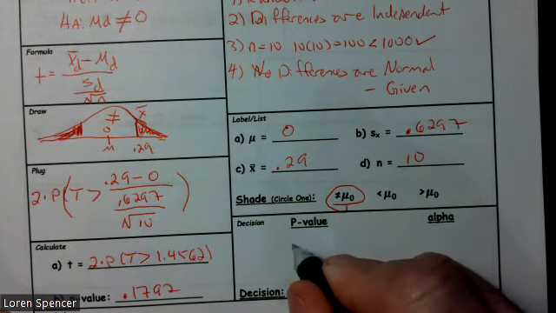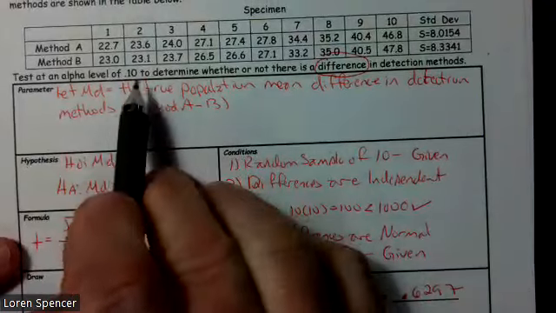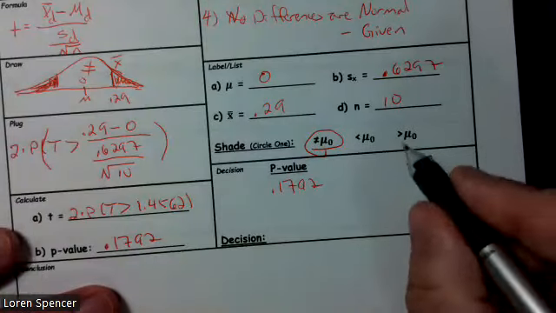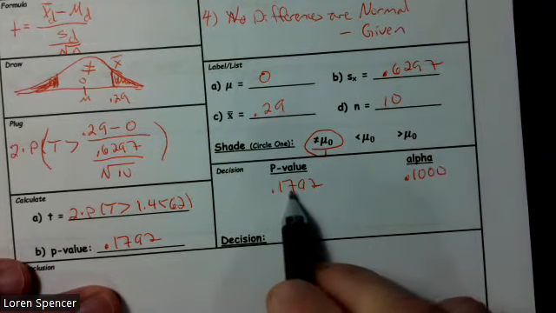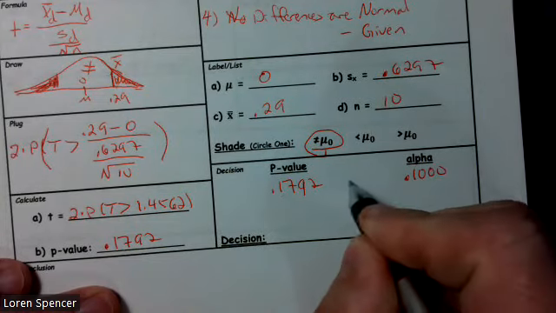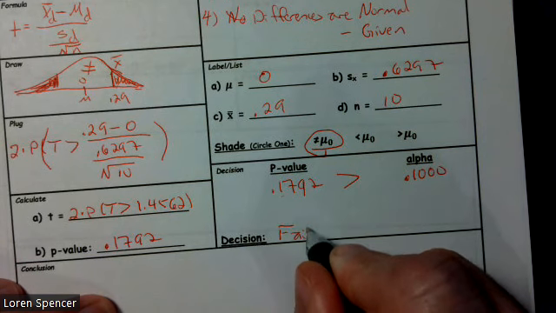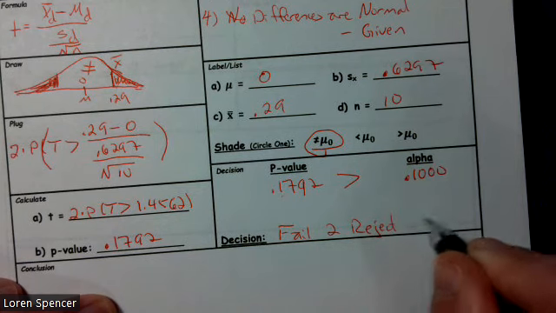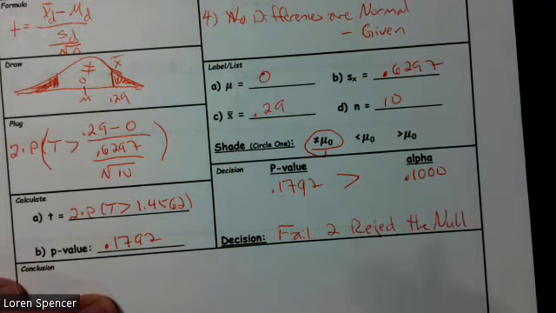All right, so my p-value is 0.1792. They'd given us a significance level, or an alpha level, of 0.10. And 0.1792 is definitely larger than 0.10. So we're going to fail to reject. All right, so we're failing to reject the null.